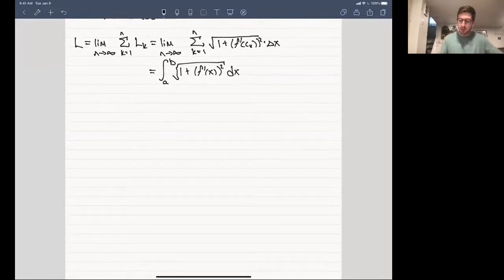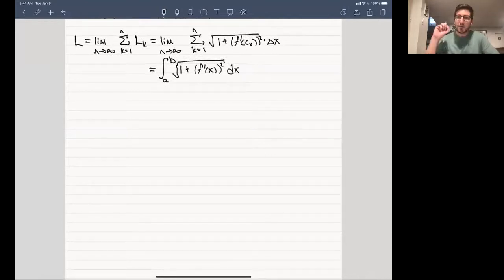And what I want you to notice about this is I'm assuming not only continuity of the function, but I have to have smoothness of the function. That means that the derivative is continuous as well. Why is it that I need smoothness of the function? Well, look at the formula. The formula involves the derivative, not just the original function. So let's call this a definition.